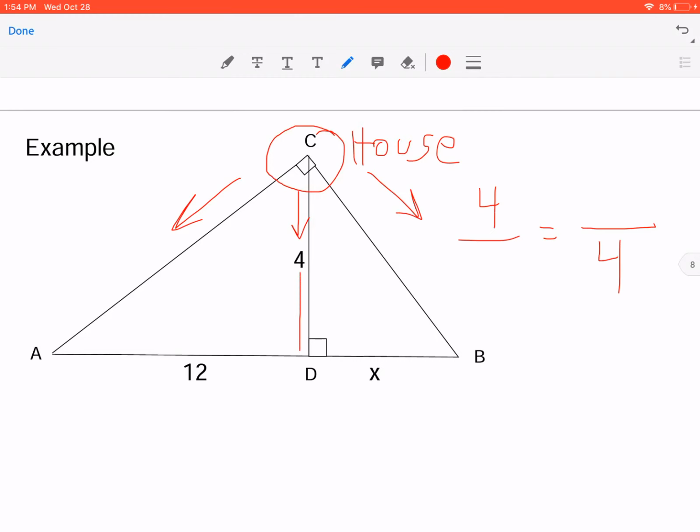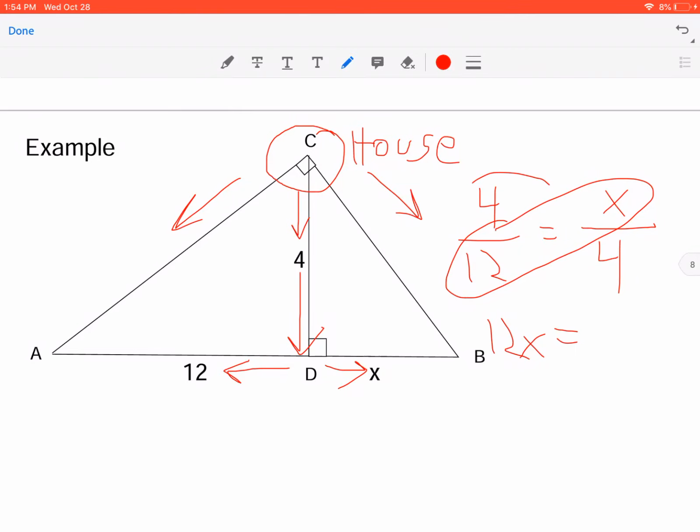Once you get to the end of the road, you have an option. Turn on this street or turn on this street. So I'm going to put a 12 and an X, and now you just go to work. How do you do proportions? 12 times X is 12X. 4 times 4 is 16. How do you get X by itself?